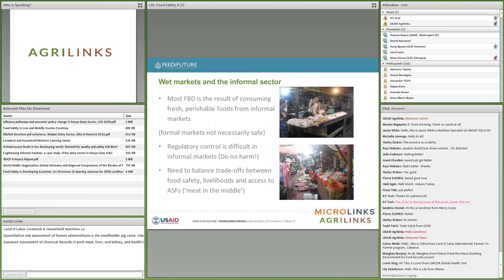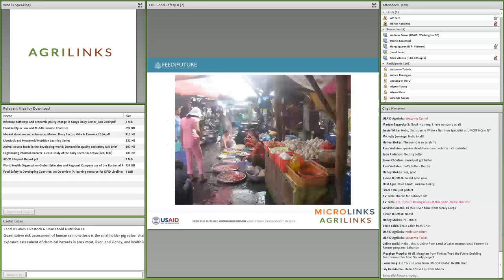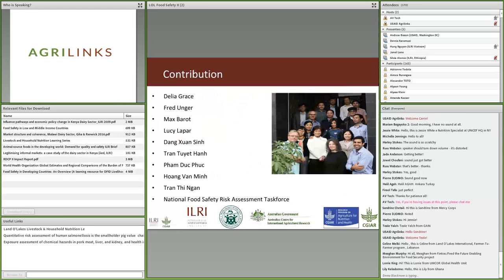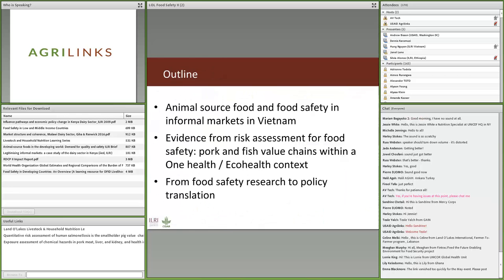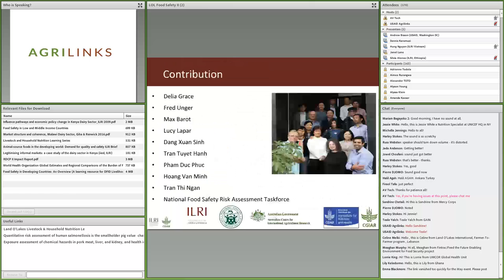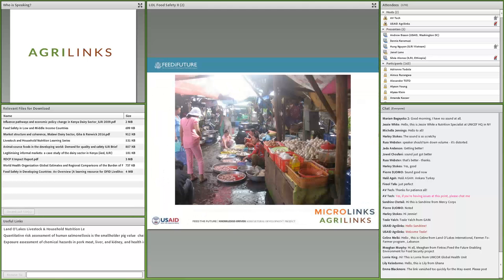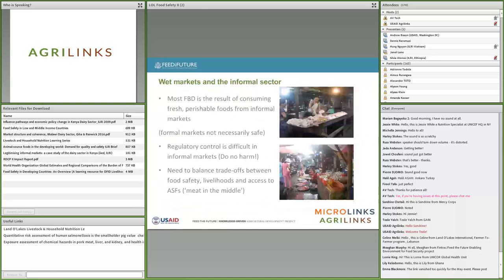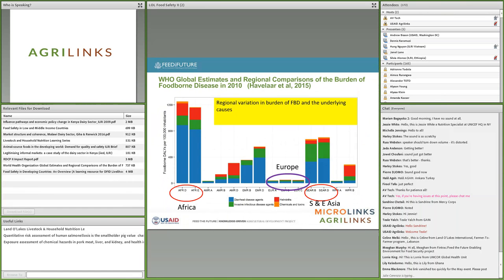To help explore this topic, we're going to hear from a panel of experts in this field. We want to keep this brief and maximize their time to speak. Their bios are available on the slides as well as on the AgriLinks website. First, we'll hear from Dr. Andrew Bisson of USAID Bureau for Food Security in Washington, D.C. He's going to set the table on why this is an important topic to focus on.